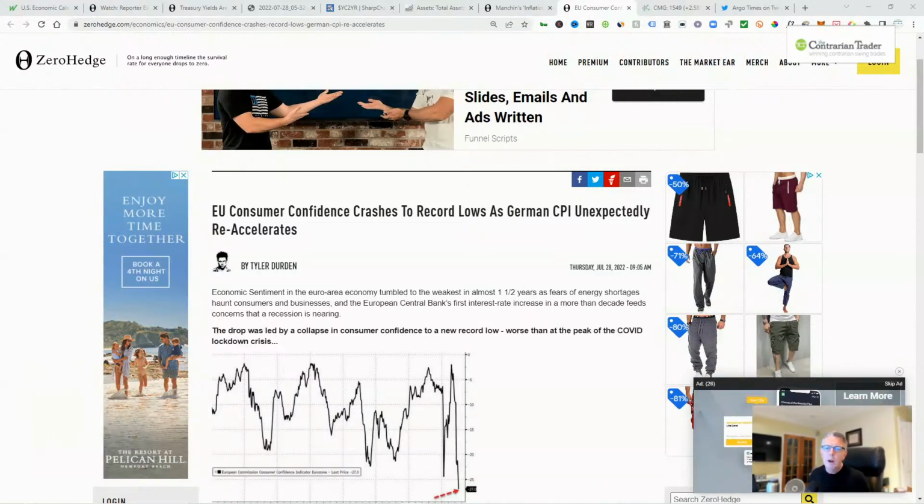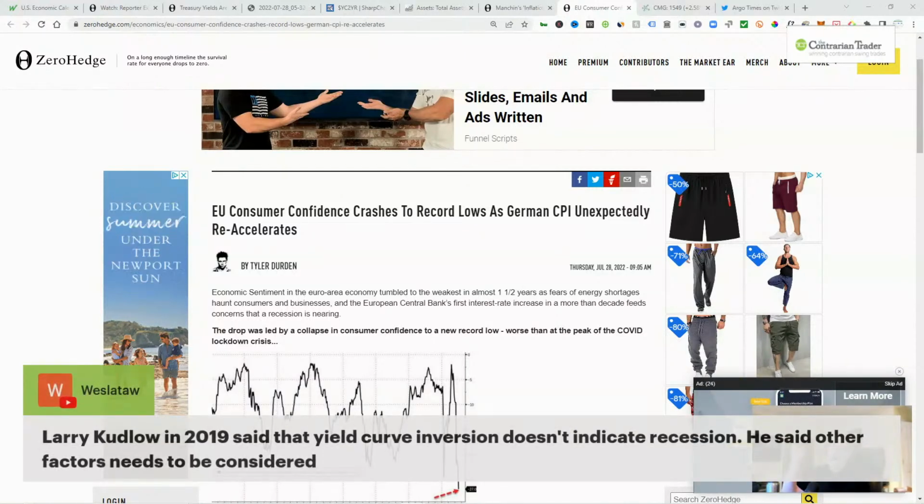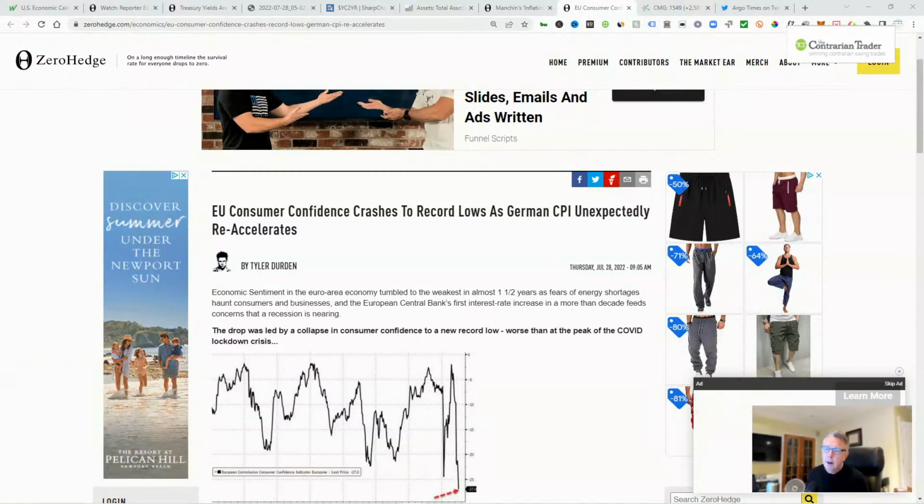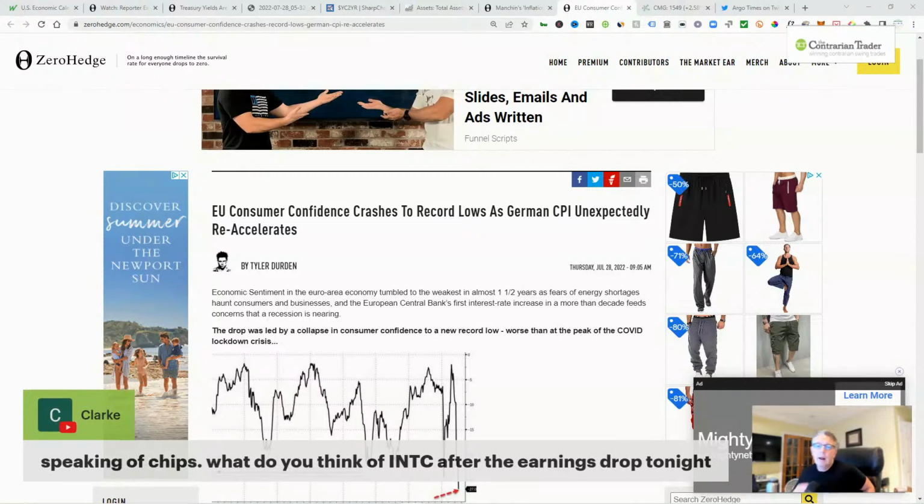And Westlaw, I just use the data. You show me where the yield curve, going back to 1955, with the exception of one time, hasn't indicated a recession. I mean, it's simple. I'm not expressing opinion here. It's just fact. Larry Kudlow, I don't know. He was in the administration in 2019, and he was talking for his boss. I'm not saying that's right. I like honesty, and he wasn't being honest.